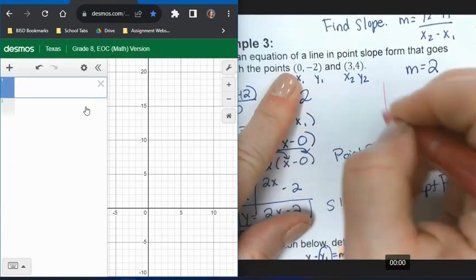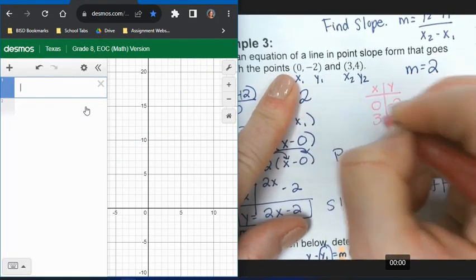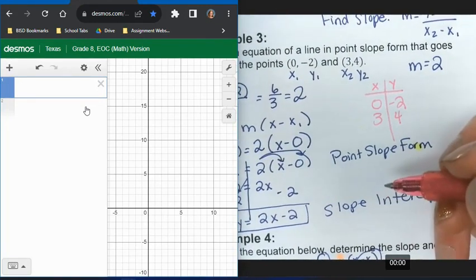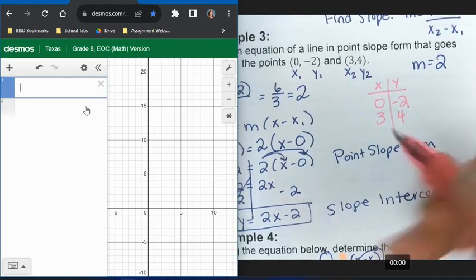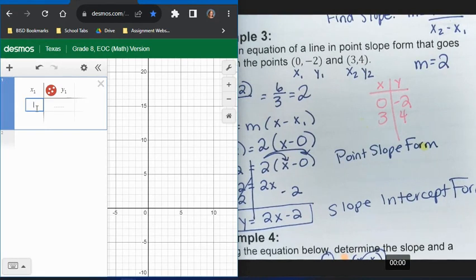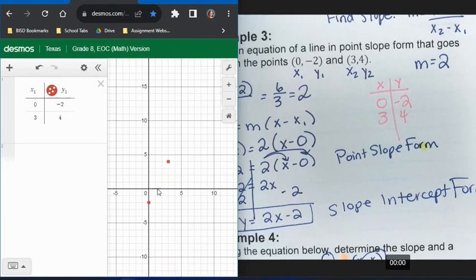But for this, we are going to do the points in a table like that. If you look back at the notes from the other day, the point slope notes, we are going to click plus, go to table, and put in 0, -2, and then 3, 4. And see how it plotted the points for us? Here's a point, and here's a point.